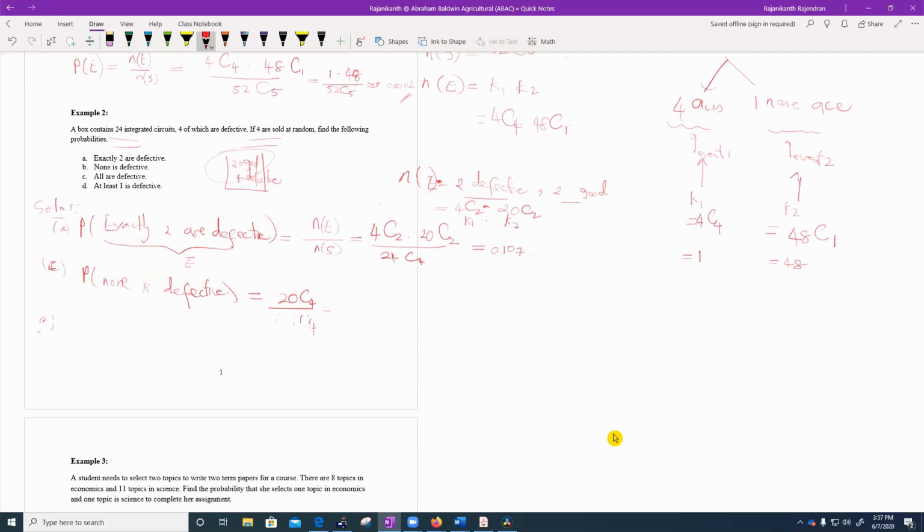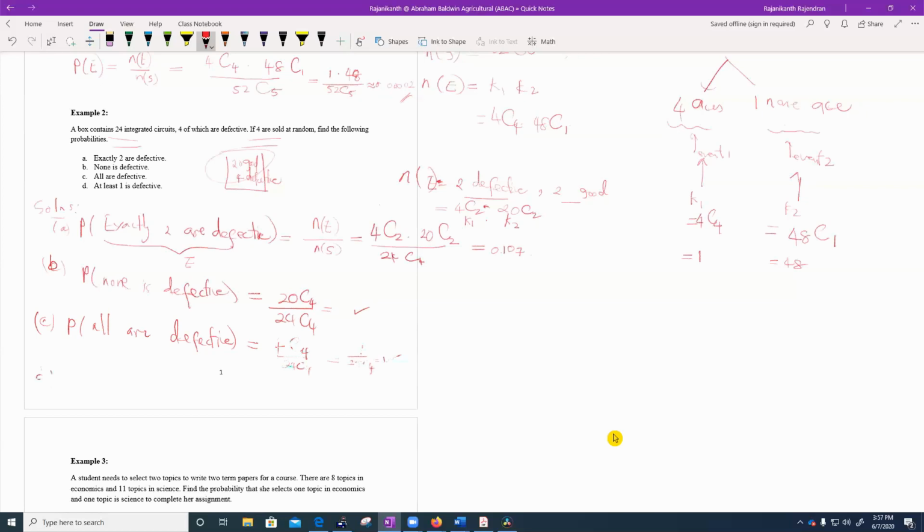And C, find the probability all of them are defective. That means all 4 are not good, right? So in how many ways could this happen? All 4 are not good, out of how many defective? 4 defective. Therefore, 4 choose 4 over 24 choose 4. So 4 choose 4 is actually 1, over 24 choose 4. So make sure that you find this number as well.